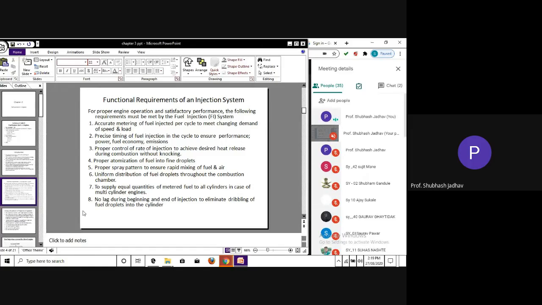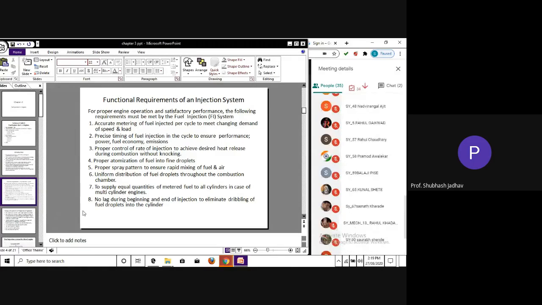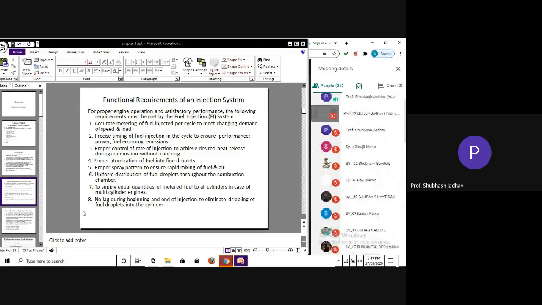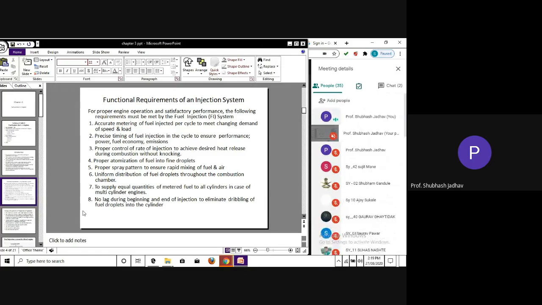And to ensure a proper combustion, the rate of injection of the fuel is very important, and maintaining this proper rate is again a function of your injection system. Proper atomization of the fuel into fine droplets.